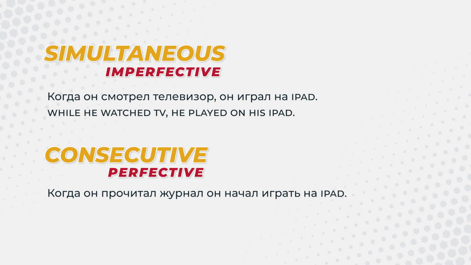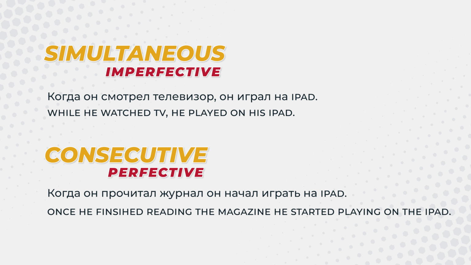Когда он прочитал журнал, он начал играть на iPad. Once he finished reading the magazine, he started playing on his iPad. Meaning, after he did the one thing, then he started the other thing. Simultaneous, imperfective. Consecutive, perfective. Okay, let's go on and talk about the next little nuance there. And that is negation, or when you're saying not.